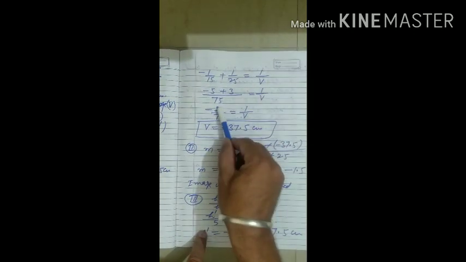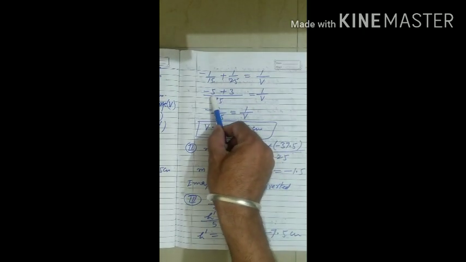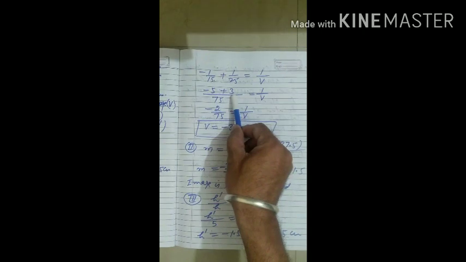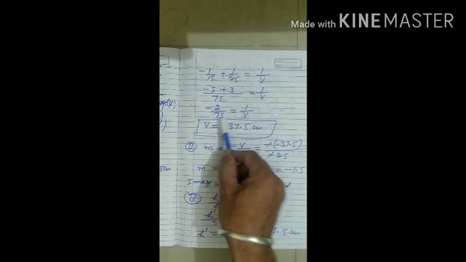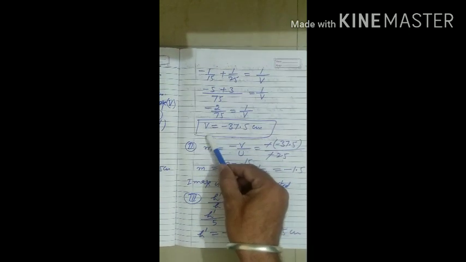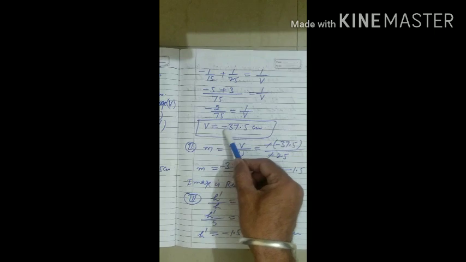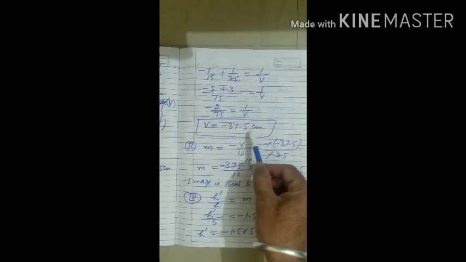And 1 upon v. What is the LCM? LCM is 75. When you operate it, here you will get minus 5 and plus 3. And when you subtract, you will get minus 2 upon 75. This is 1 upon v. Now reciprocate both sides. When you reciprocate, what you will get? V is equal to minus 75 divided by 2. On calculating, it is minus 37.5 centimeter.